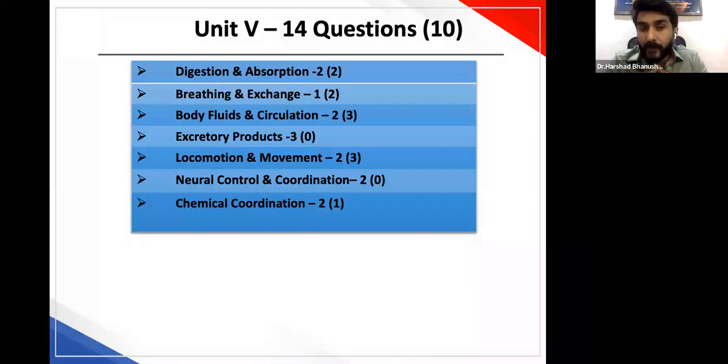Comparatively, it is a smaller chapter, but they have asked 3 questions from excretion. Locomotion had 2 questions. Neural coordination had 2 questions. And chemical coordination had 2 questions. So a balanced distribution for Unit 5, which is your human physiology unit. So 14 were asked this year as compared to just 10 last year.